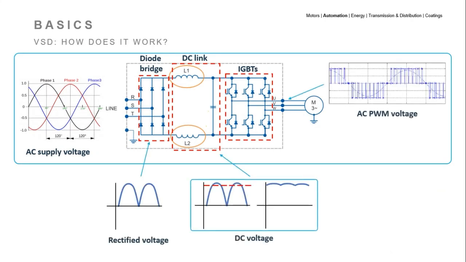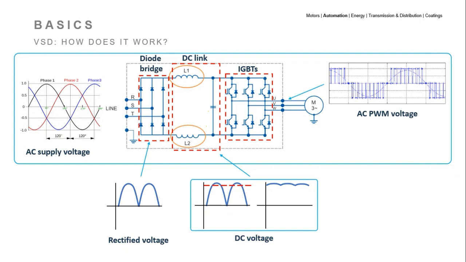How does a VSD work? In order to obtain an output signal of desired voltage and frequency, the input signal must go through the inverter. The typical construction of a low-voltage VSD is comprised of three main parts, or stages: the rectifier or diode bridge, then the DC link or filter, finally, the inverter or IGBT power transistors.